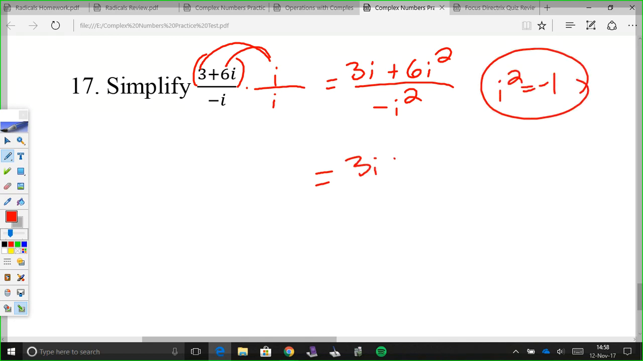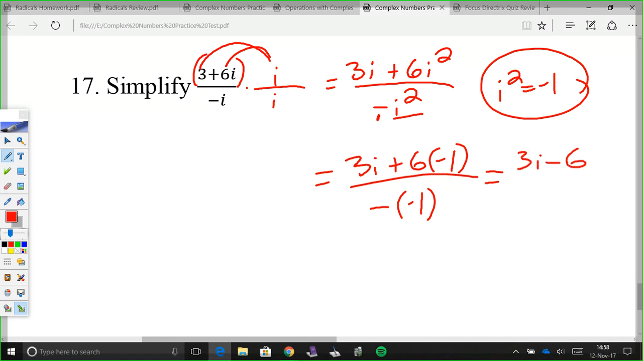So the top would be 3i plus 6 times negative 1. The bottom, now this, be very careful, because yours is exactly the same as this. A negative i squared is a negative 1. So that negative's already there, but i squared is a negative 1, so you technically have two negatives going on. Alright, again, if you were to simplify this, we'll have 3i minus 6, right? And the bottom would be a positive 1. And anything divided by 1 is that same thing. So my answer is just 3i minus 6.